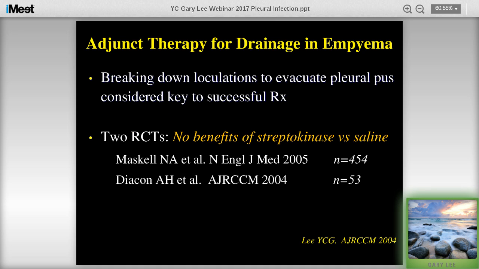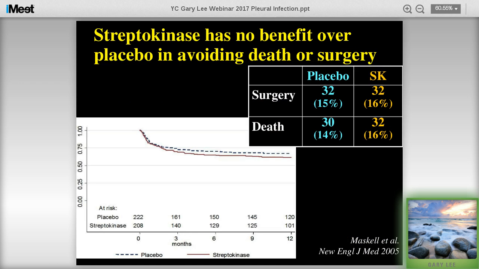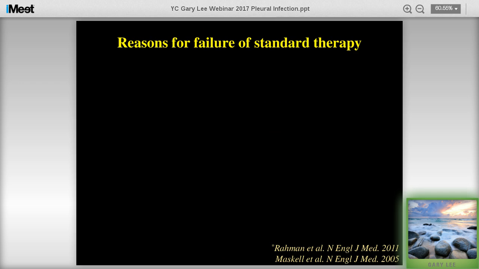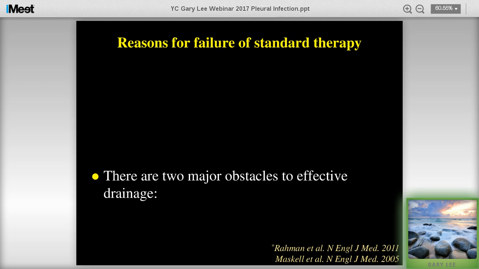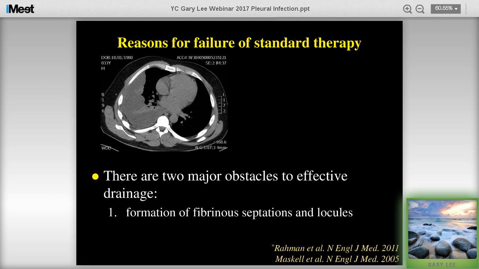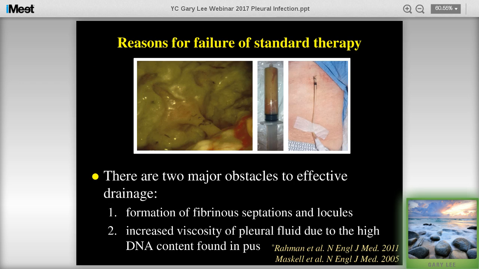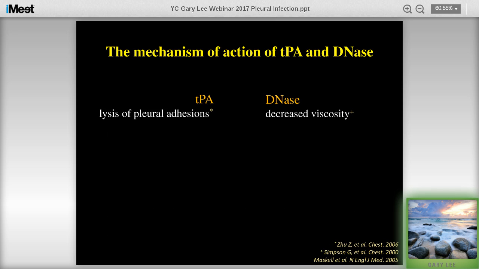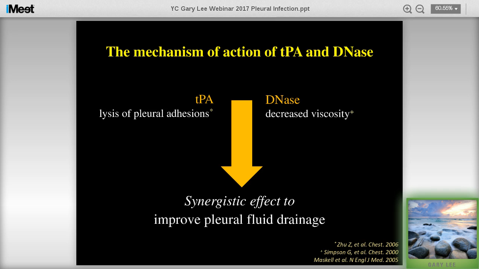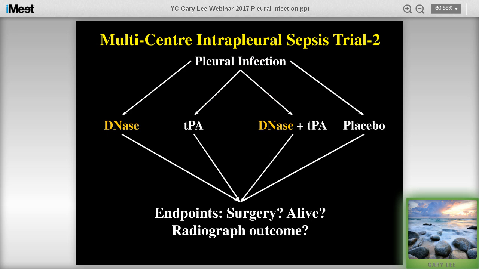But these 2 trials, by Nick Maskell in the New England Journal and Andreas Diacon in the Blue Journal, have both shown that streptokinase has no benefit over placebo by itself. And that has also been shown in the MIST-2 study, that TPA by itself was no better than placebo. We believe the 2 major obstacles to effective drainage are the fibrinous loculations and also the viscosity of pus.